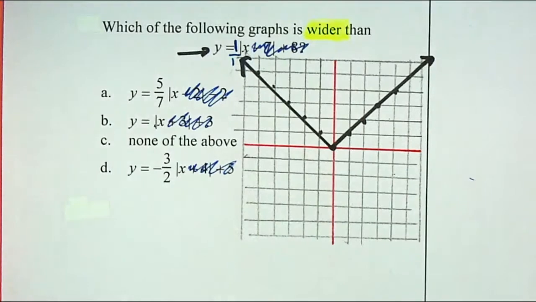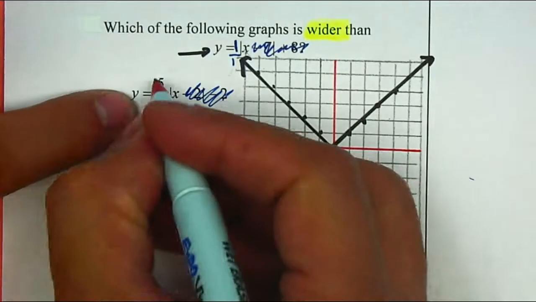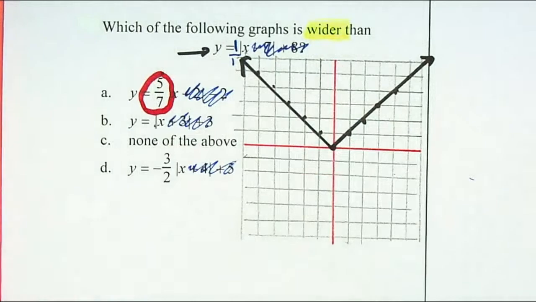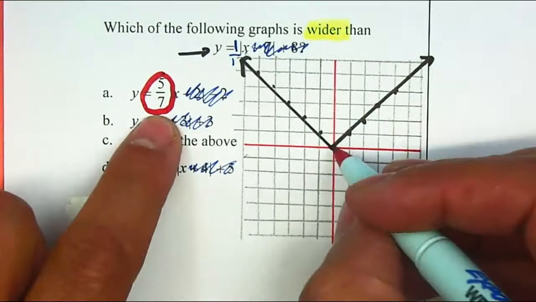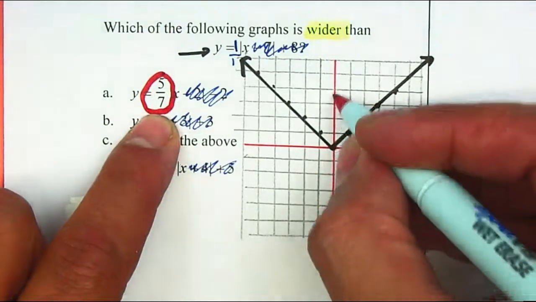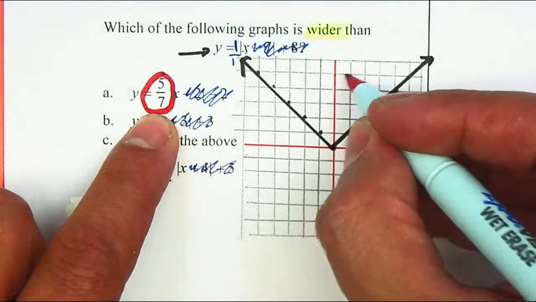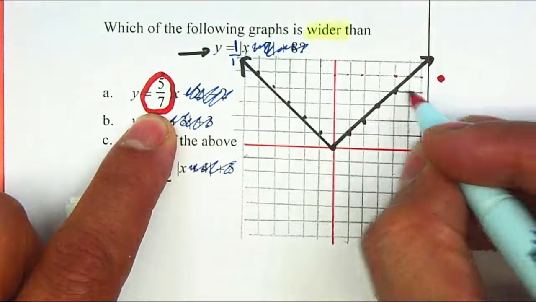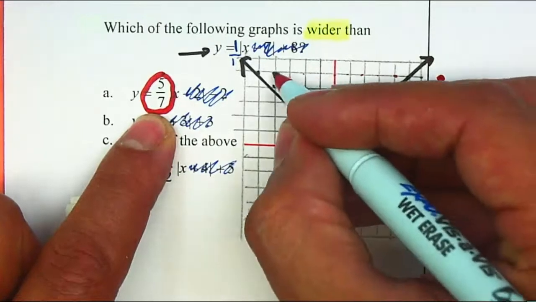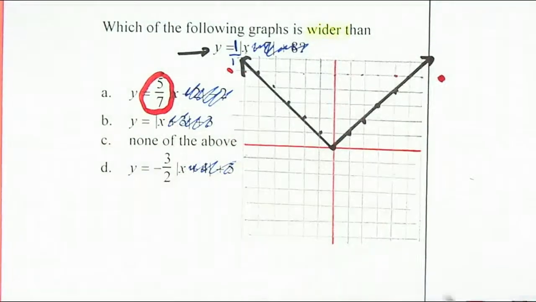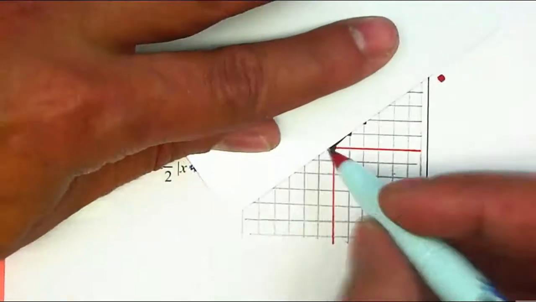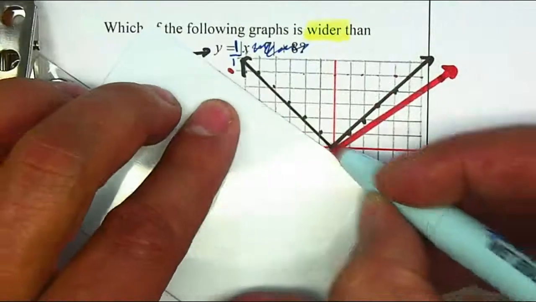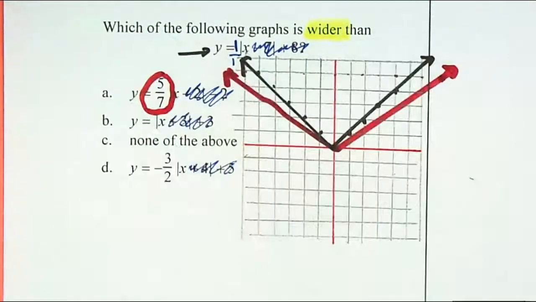Now on the next one, a, I'm going to do it in red. So up 5, 1, 2, 3, 4, 5, and over 7, 1, 2, 3, 4, 5, 6, 7. To the left 7, 1, 2, 3, 4, 5, 6, 7. So I'm looking for one that is wider, and I think we found it.